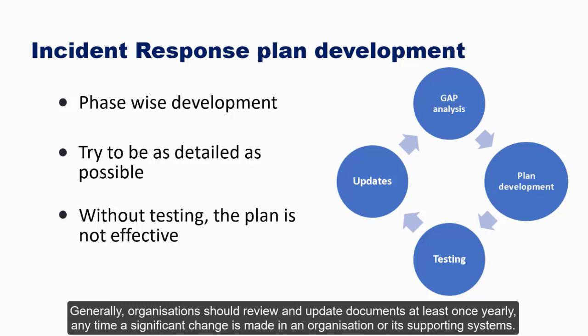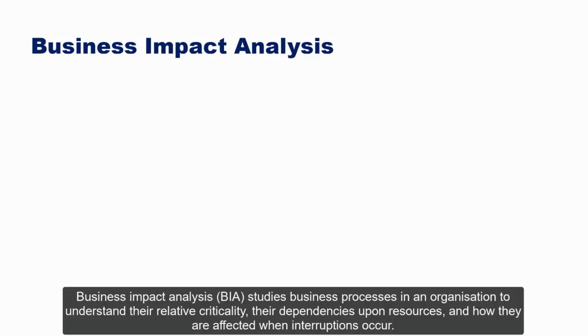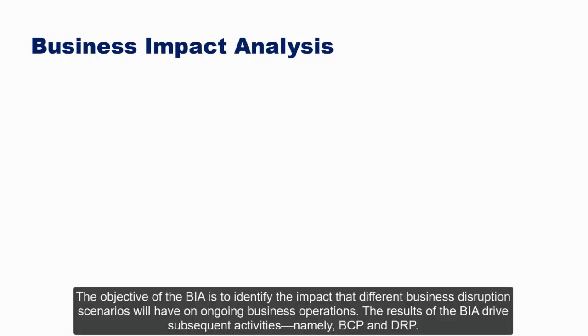or its supporting systems. Business Impact Analysis, BIA, studies business processes in an organization to understand their relative criticality, their dependencies upon resources, and how they are affected when interruptions occur. The objective of the BIA is to identify the impact that different business disruption scenarios will have on ongoing business operations. The results of the BIA drive subsequent activities, namely BCP and DRP.